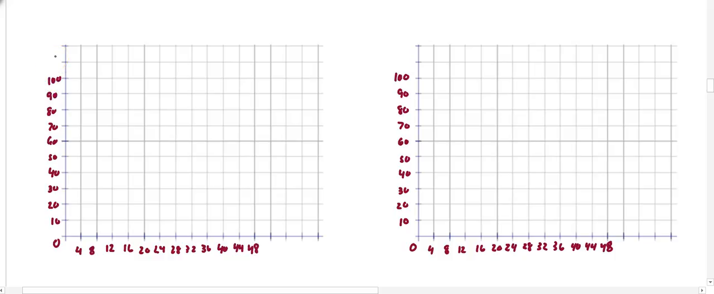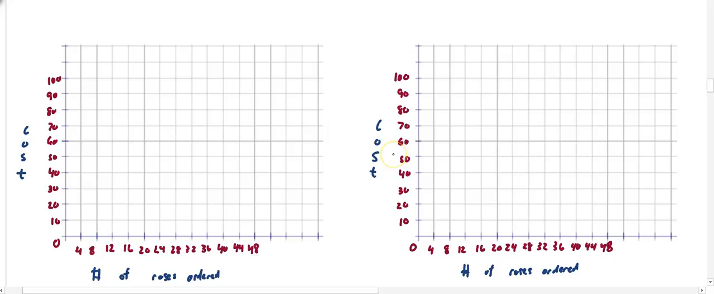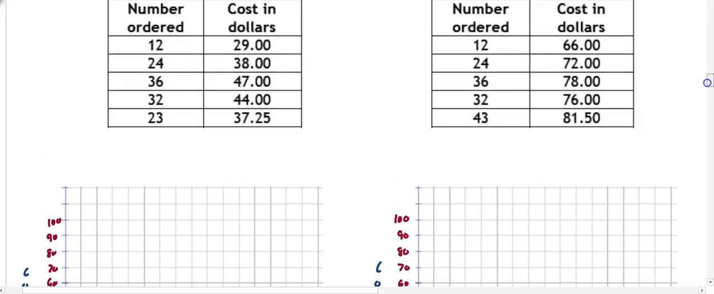So then we're going to label our axes. So remember, on the x-axis, we have the number of roses ordered. And on the y-axis, we're going to have our total cost. So then I'm going to use my data points from up here to plot my points.